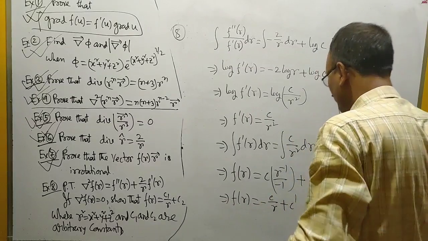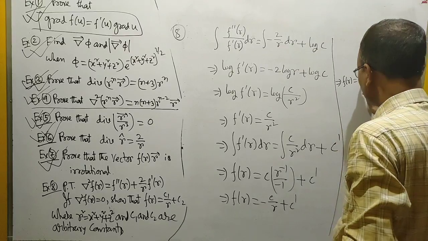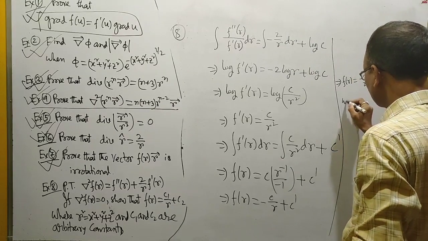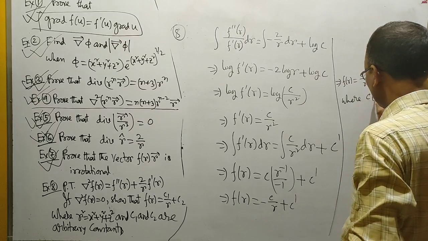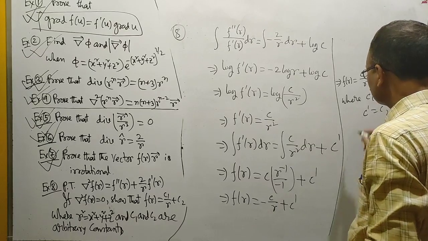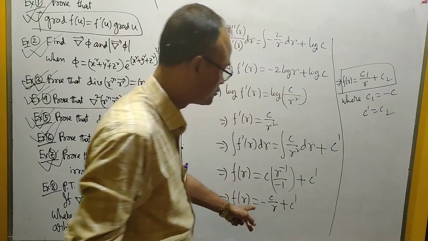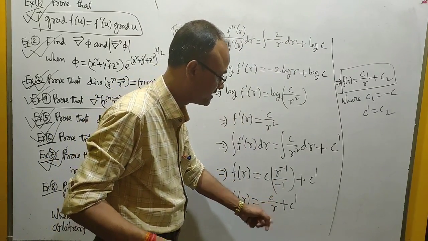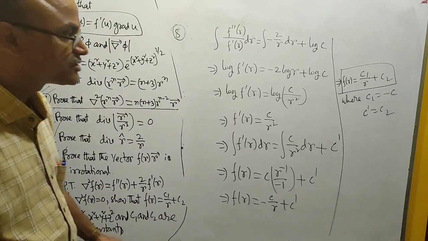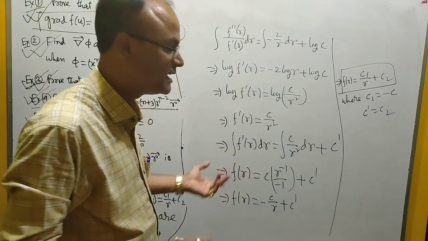Or you may write f(r) equal to C1 by r plus C2, where C1 equals minus C and C dash is equal to C2. We have to prove this one. f(r) is equal to C1 by r plus C2, replacing minus C by another constant C1. Therefore, the second part has also been proved. We have proved the second part also.